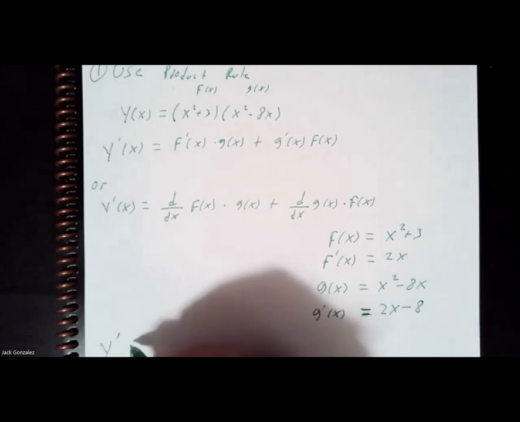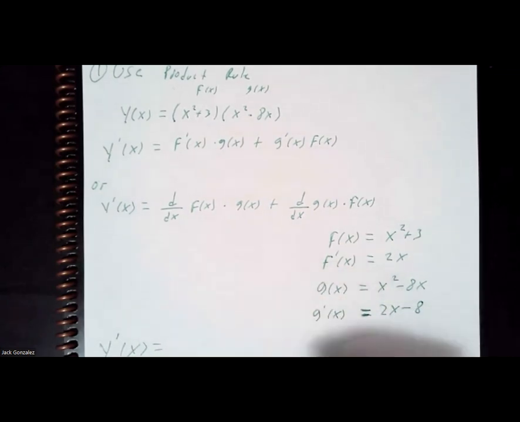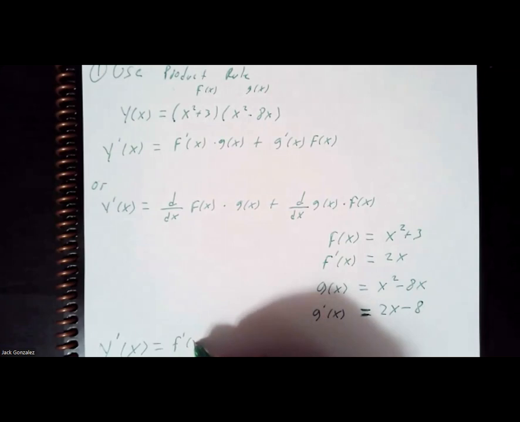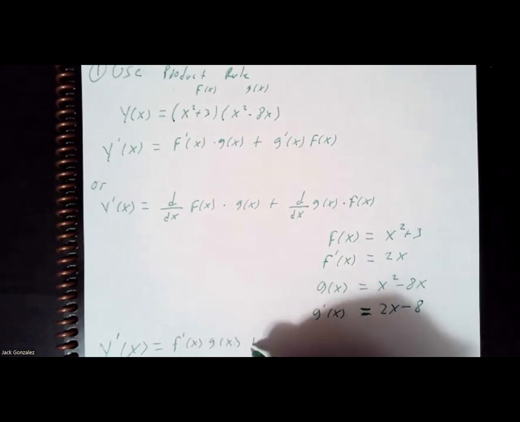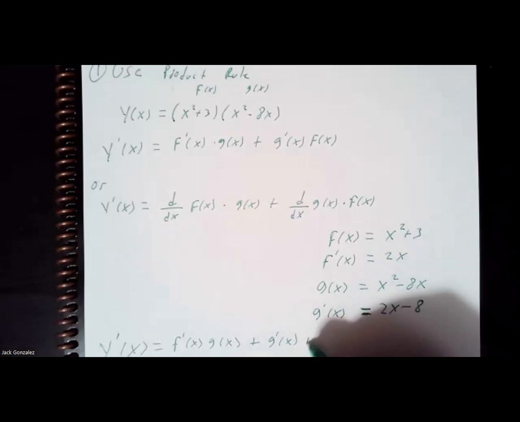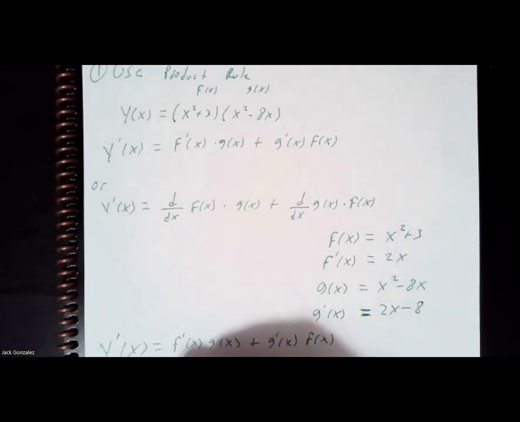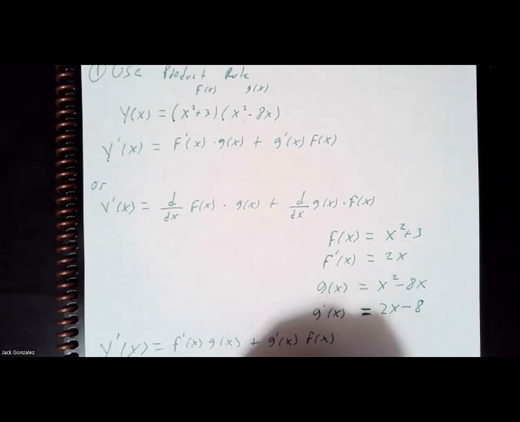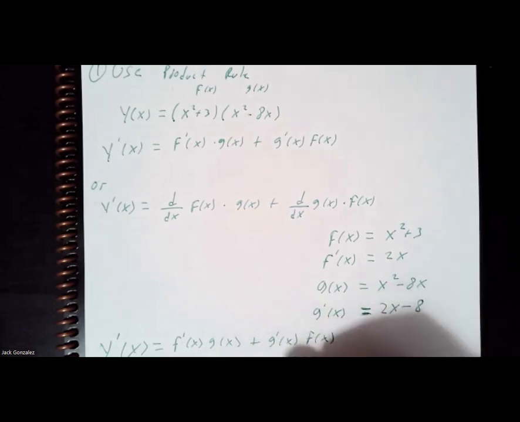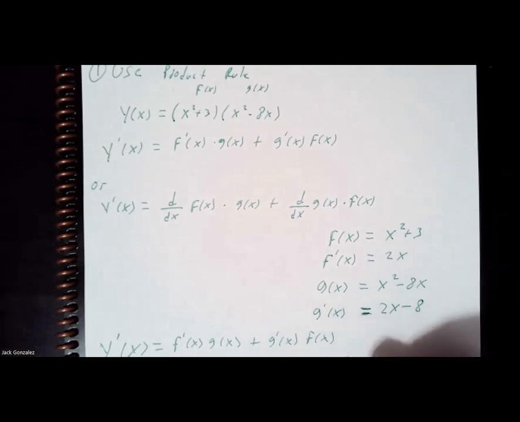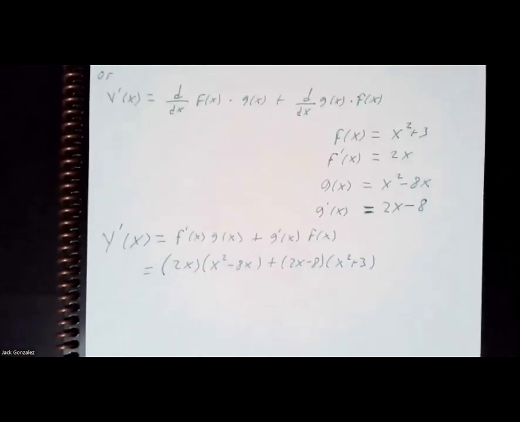So the derivative of y is equal to f prime. I'm going to use this notation just because it's easier for this example, which will be 2x times g plus g prime times f. And that's technically the derivative, but we should multiply it out.